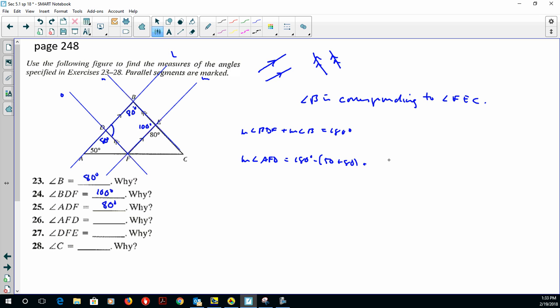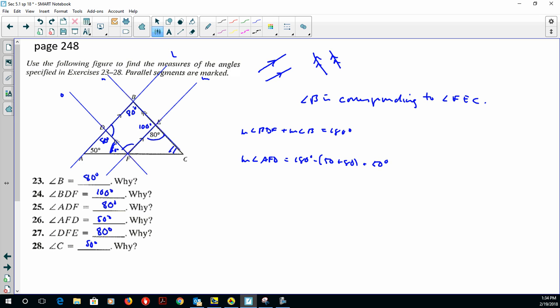DFE. Let's see. This angle and this angle are alternate interior angles with some parallel lines. And angle C, well, let's see. What do we got here? Okay. C is this angle and this angle are corresponding angles, so it has to be 50. Okay, I hope you can see that.